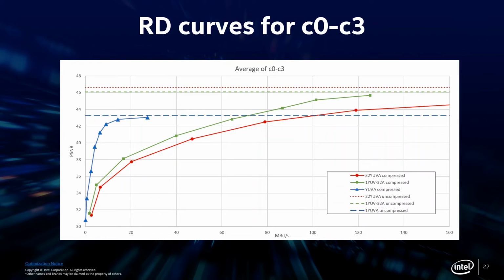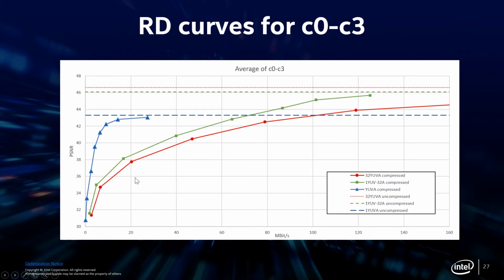If we look first at these red curves, this shows that in order to achieve maximum quality using the 32 YUVA format, it takes a very, very high bit rate. It's not shown on the graph, but it tops out at over 300 megabits a second. Also, this graph shows that for any bit rate below about 80 megabits a second, the 1 YUVA format has a clear quality advantage over both the 32 YUVA and the 1 YUV 32 alpha formats. And given that most streaming applications use a much lower bandwidth than 80 megabits per second, it's this left-hand side of the graph that's really telling us what is interesting.